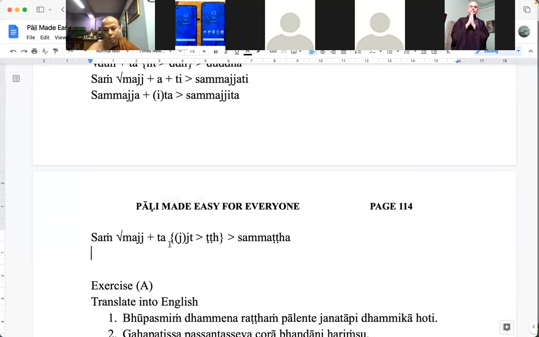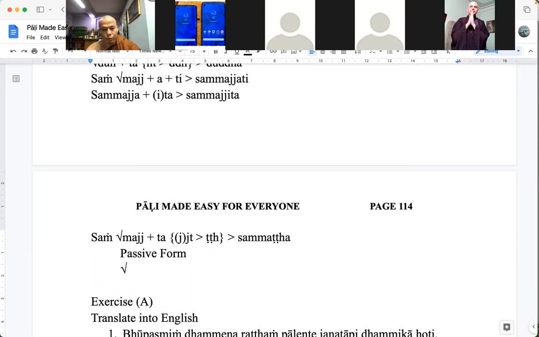Okay, so here we should know the passive form. The passive verb is: root, and after that the passive suffix ya. Before the ya, sometimes i or ee is inserted. So after that, the verb termination. So we have the passive verb.